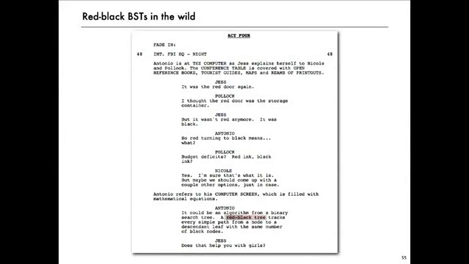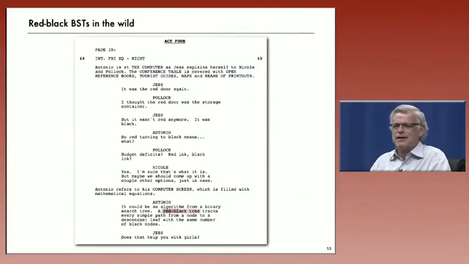Not only is there some excitement in that dialogue, but it's also technically correct, which you don't often find with math and popular culture or computer science. A red-black tree tracks every simple path from a node to a descendant leaf with the same number of black nodes. They got that right. And that's also true of B trees, and both of these methods are very effective and widely used.